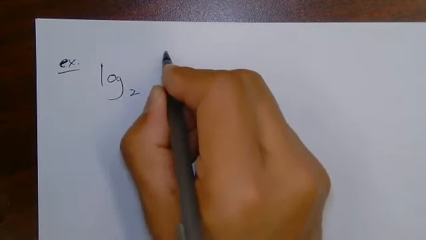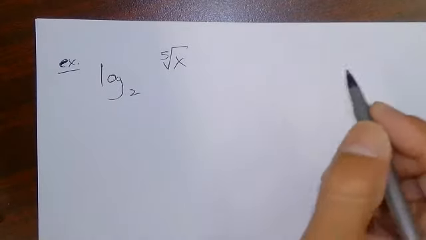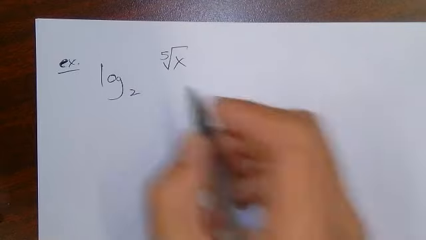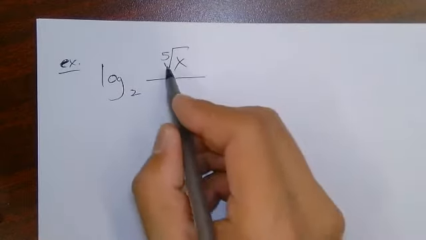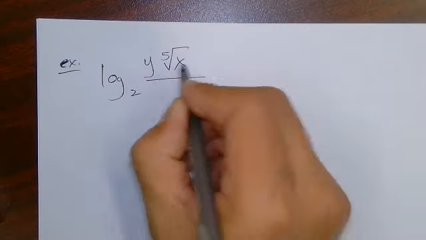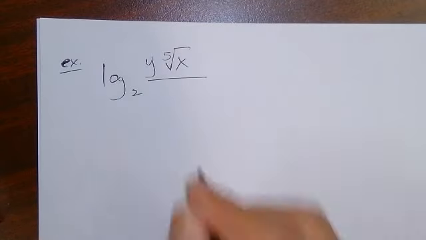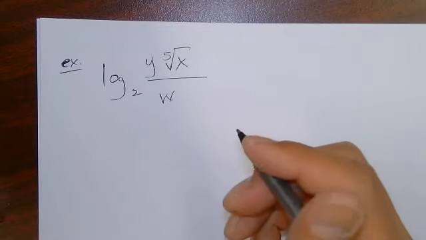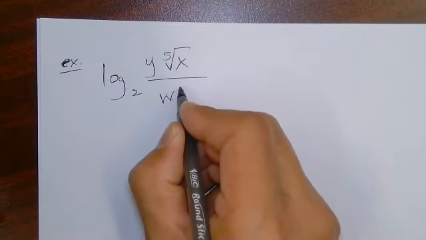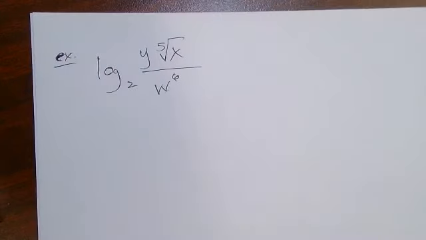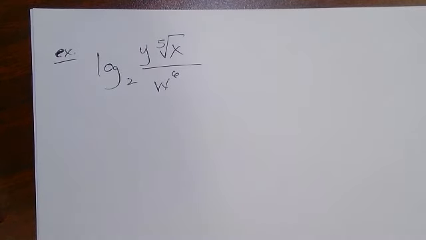Okay, last example. What if I have log base 2 of the 5th root of x, over, oh no, let me put another letter right here. I'll put a y right here, y in front, like y times that, over w to the 6.